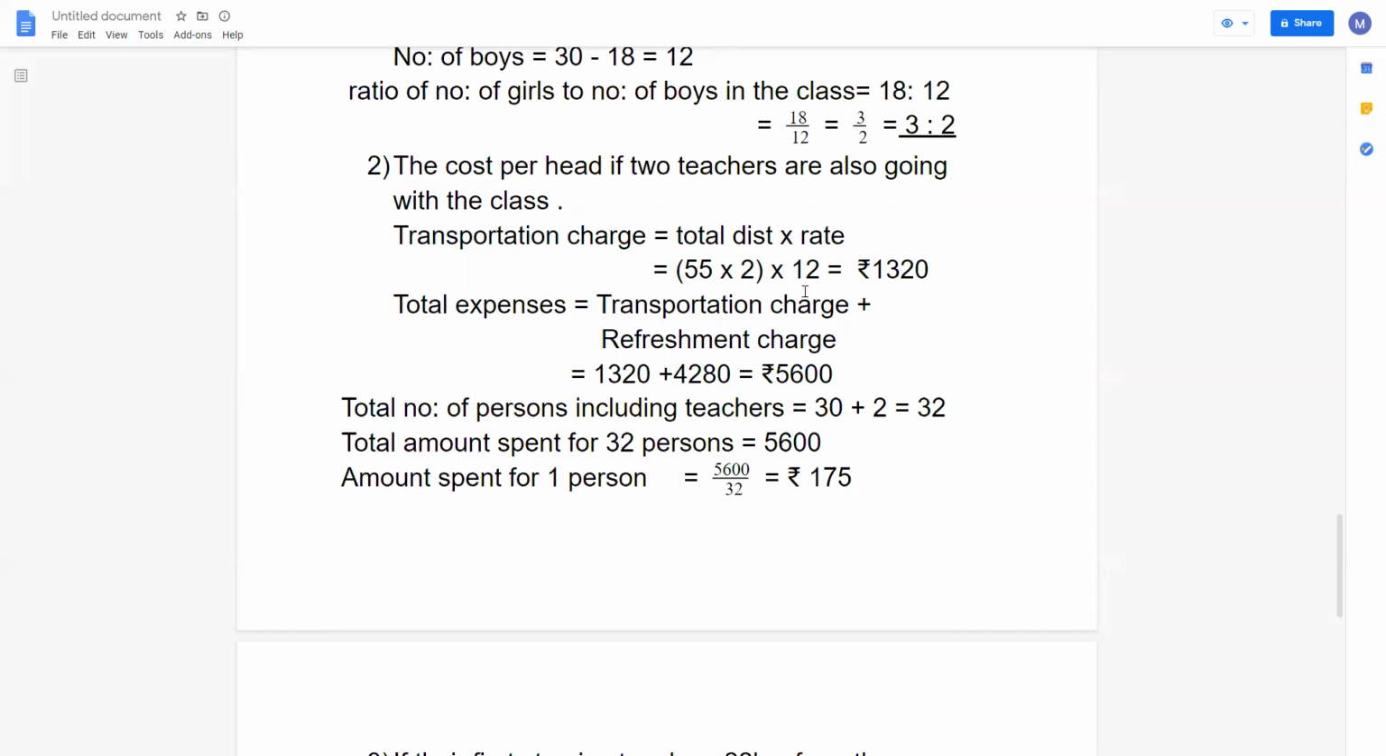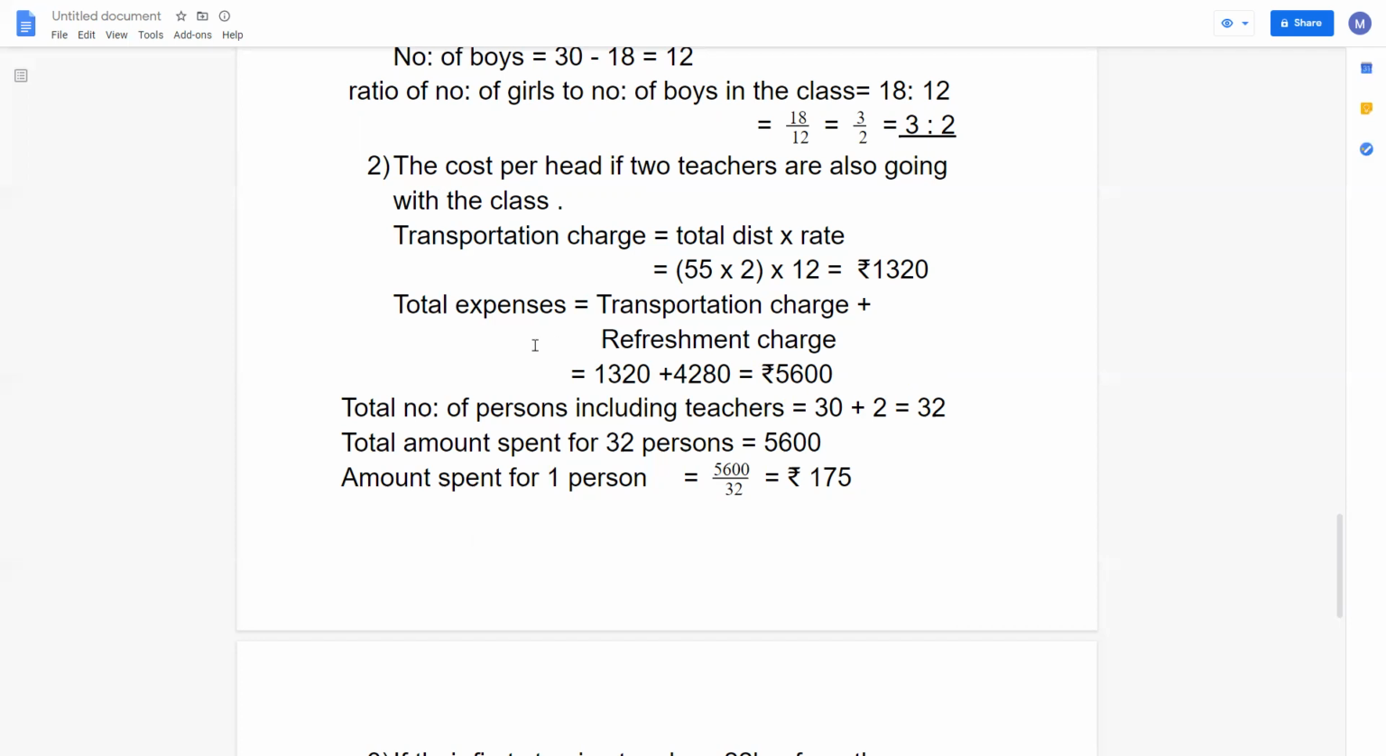And for 1 kilometer, the charge is 12. So 55 into 2, which I have put in brackets, multiplied by 12. So 110 into 12, multiplying, you will get 1320. That is, the transportation charge is 1320 rupees.